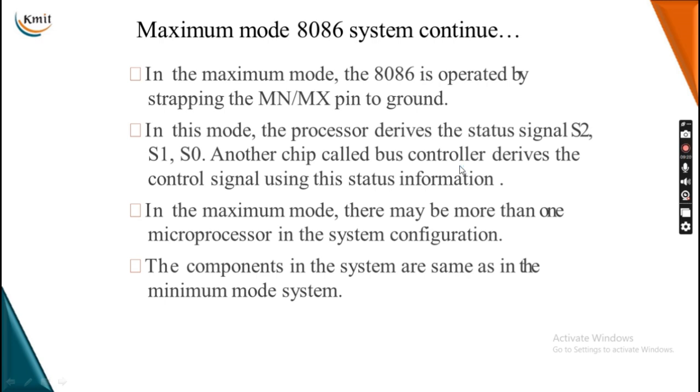In the minimum mode, the processor directly gives the control signals. Getting the point? Whereas in maximum mode, another chip called the bus controller gives the control signals depending upon its status information. In the maximum mode, there can be more than one microprocessor in the system configuration. The components in the system are the same as in the minimum mode system.